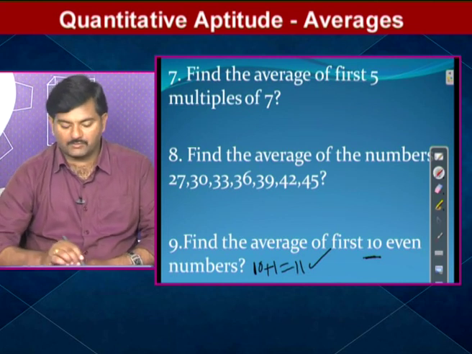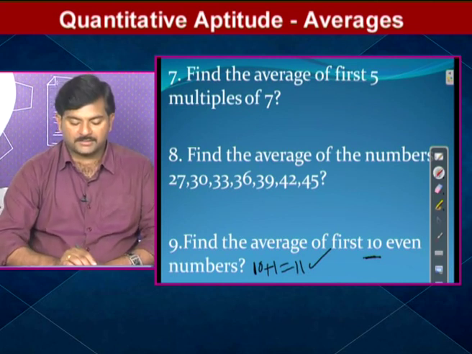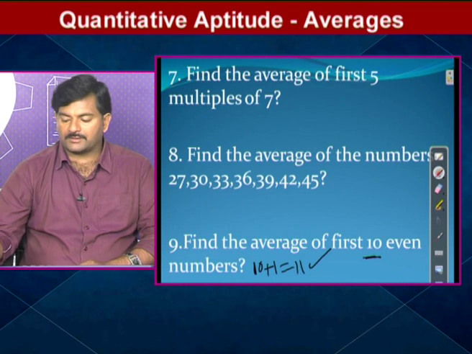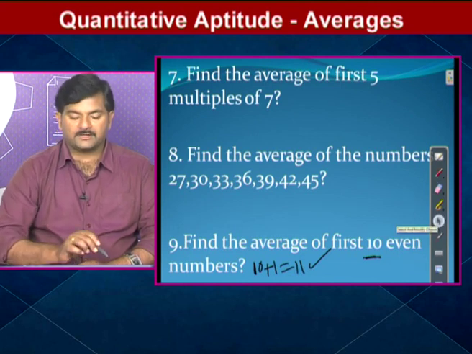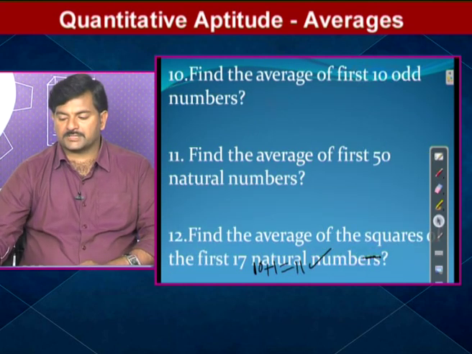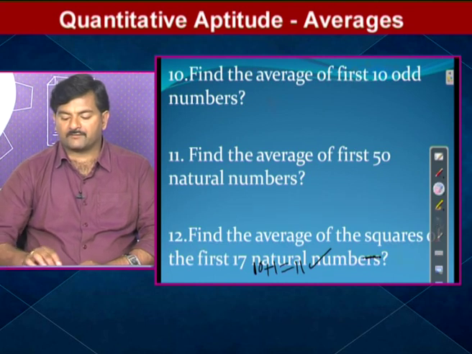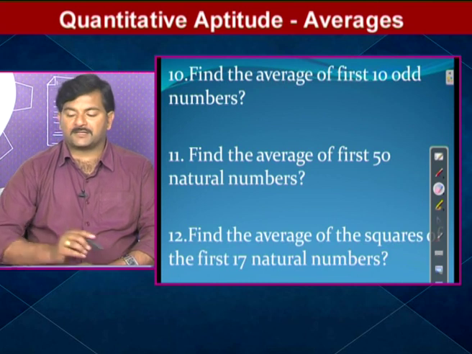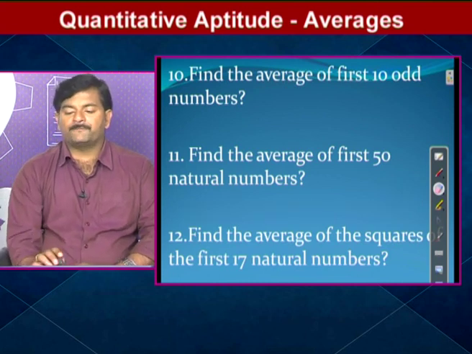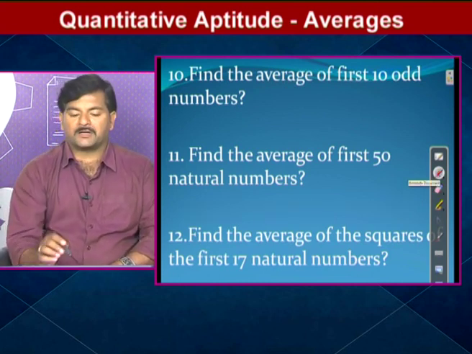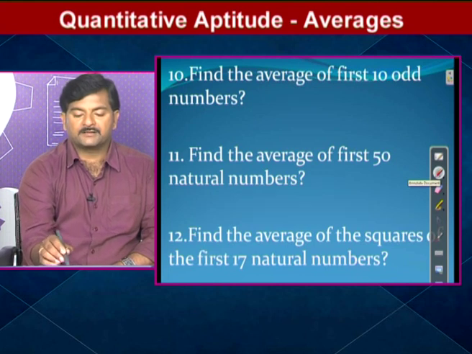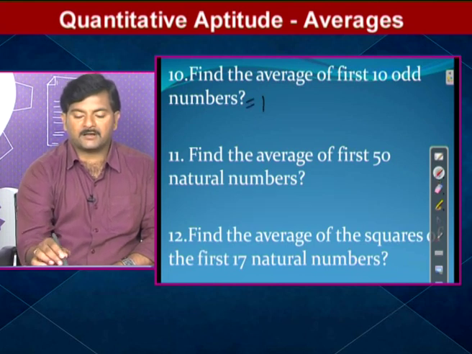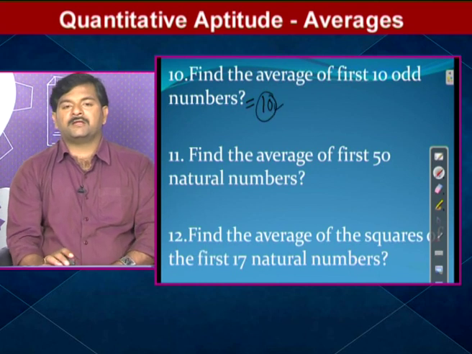Okay, we'll move on to the next question, that is question number 10. Just focus on question number 10. See what he has given and what he asked you to find. Find the average of the first 10 odd numbers. Just now I told you the average of the first n odd numbers is n. That's why the average of the first 10 odd numbers is 10, we can say.